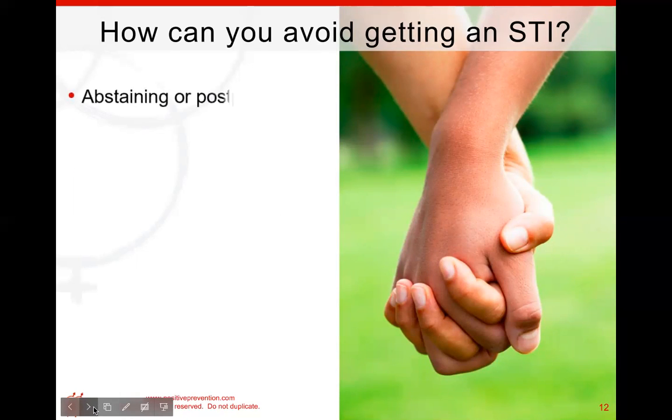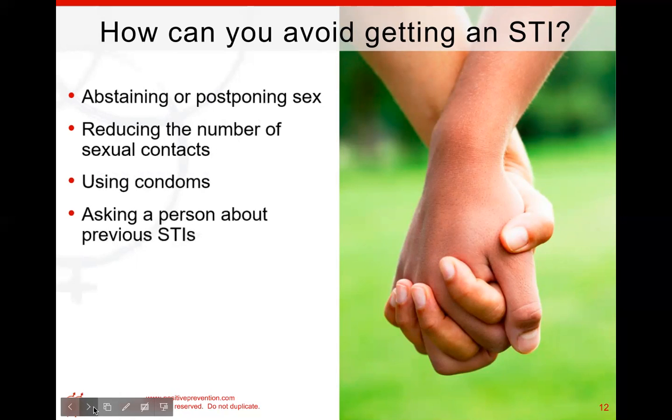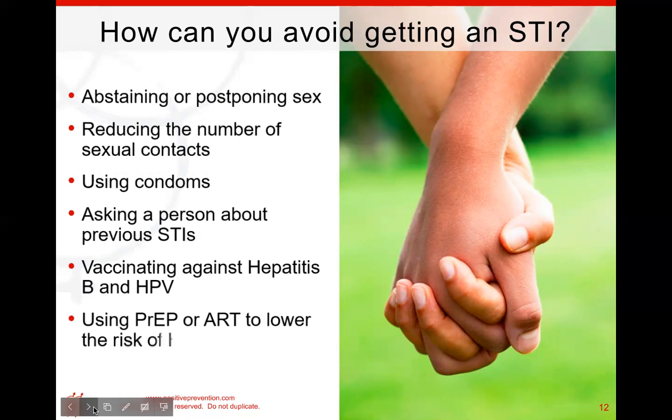How can you avoid getting an STI? You can abstain or postpone sex. You can reduce the number of sexual contacts you have. Use condoms. Ask a person about previous STIs, as I mentioned before. Vaccinate against hepatitis B and HPV. And you can use PrEP or ART to lower the risk of HIV infection.